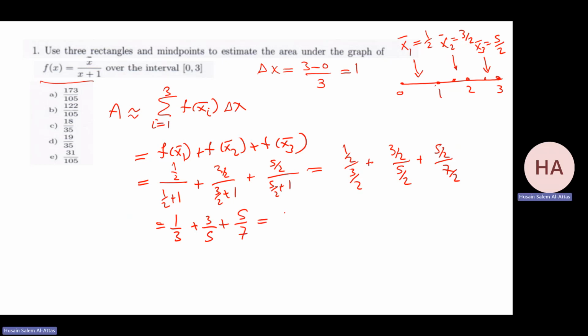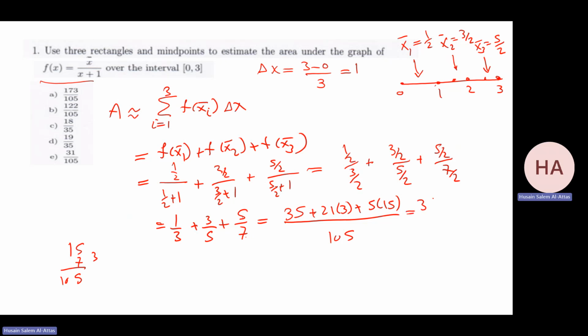Now, what will be the common denominator? I have 3 times 5 times 7, which is 105. You divide by 3, then I have 5 times 7, that will be 35. Here I have 21 times 3. Here I have 5 times 15. Okay, I just divide by this, multiply by this.